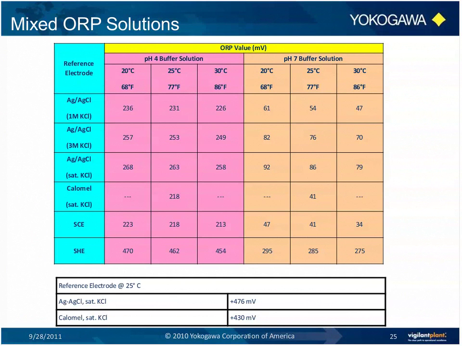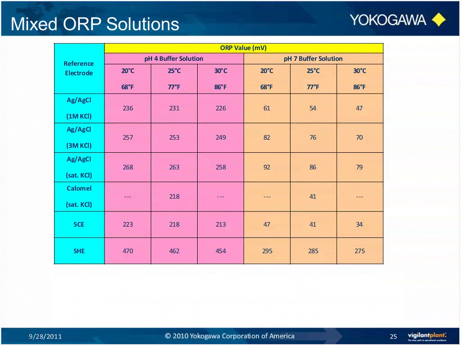So a quick example would be if I used a standard 4.0 buffer solution and dissolved quinhydrone into it at 25 degrees Celsius, and my reference electrode being used is a 3 molar KCl solution, then I can expect to see a millivolt reading of 253 on the display of my analyzer.